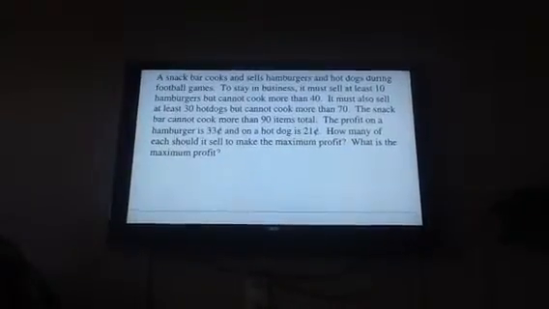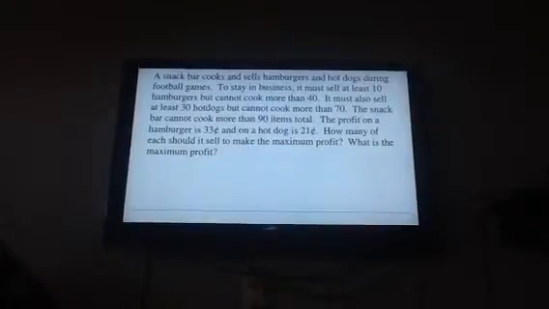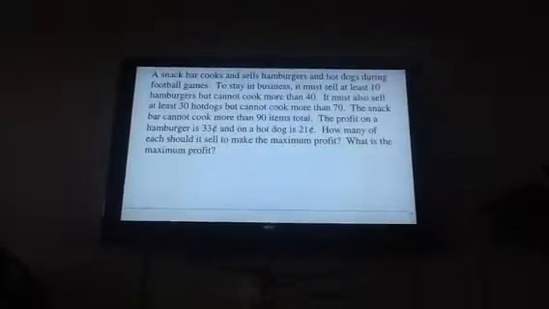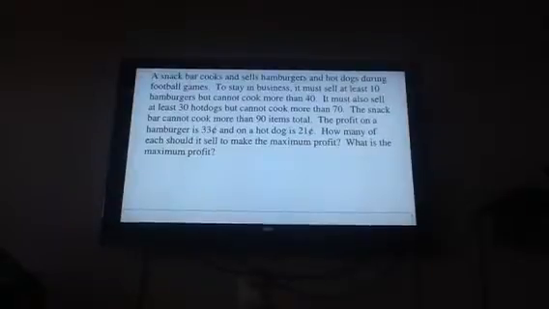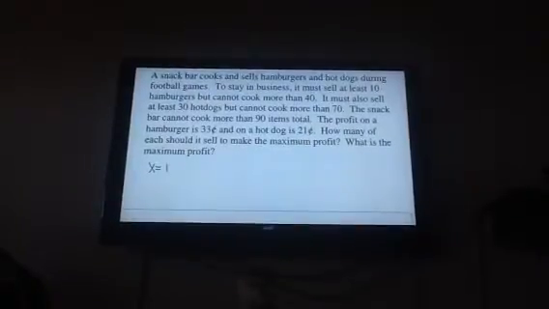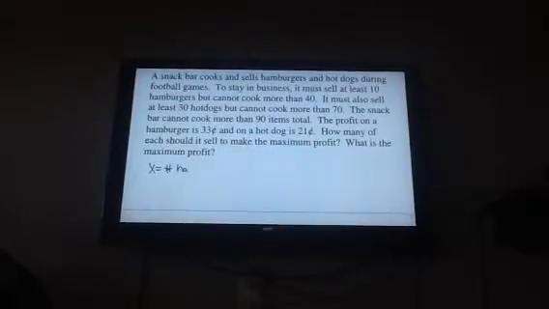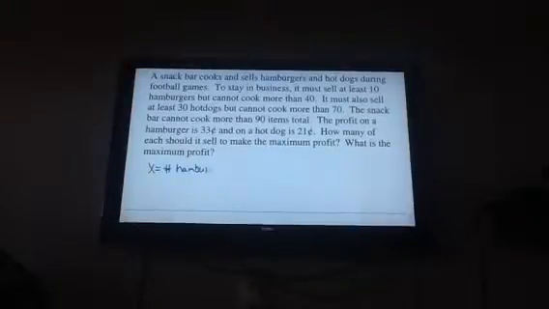Essentially, when you finish this, you would be graphing. We're not doing all of that, but you're graphing. So you need your x and y. So I'm going to let x be the number of hamburgers and y be the number of hot dogs.